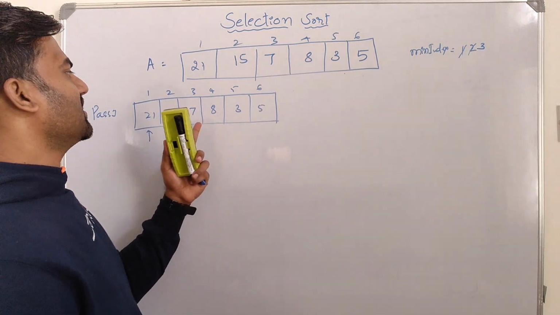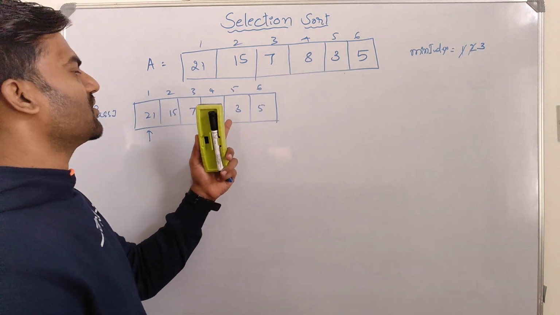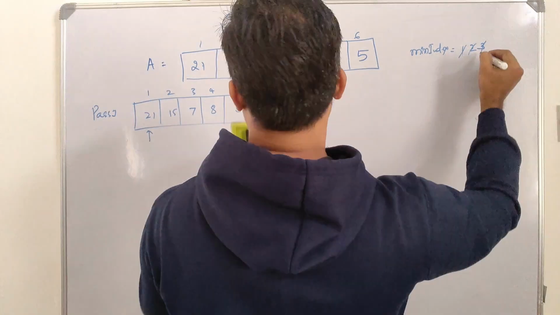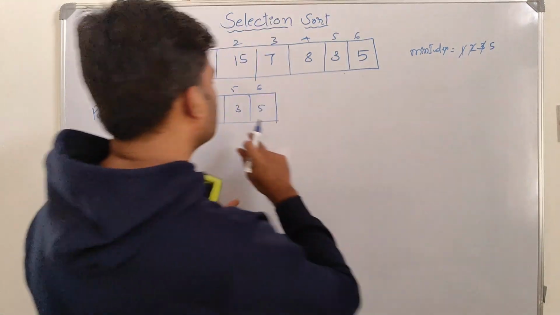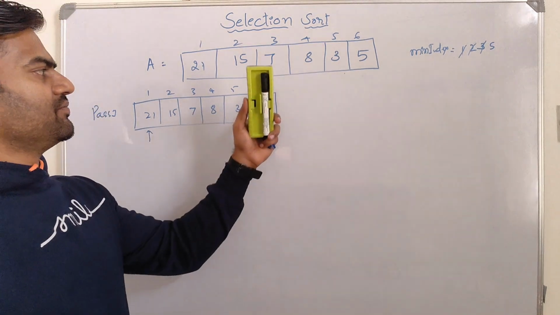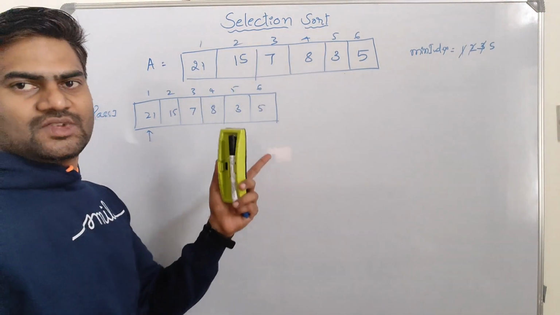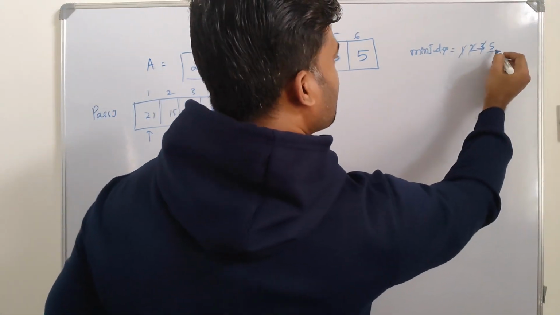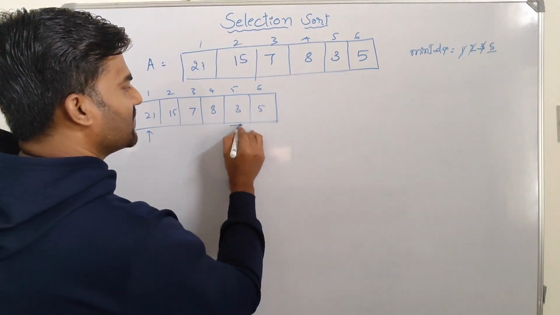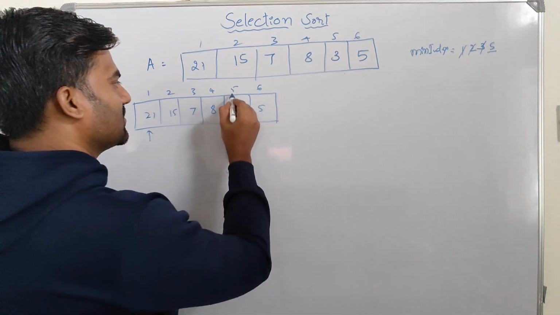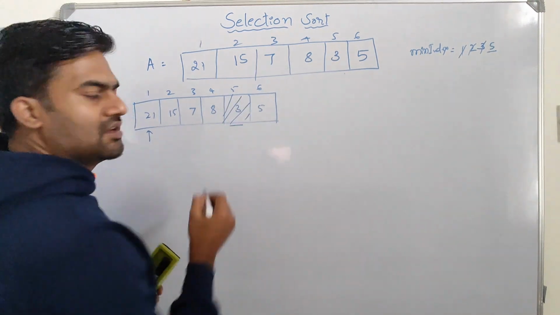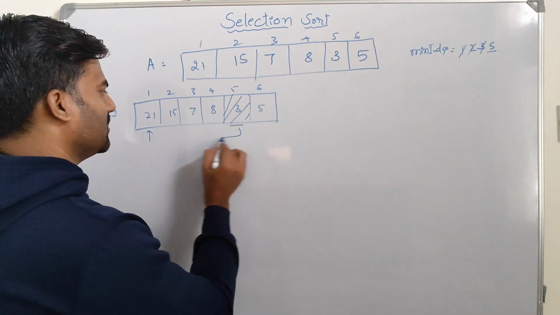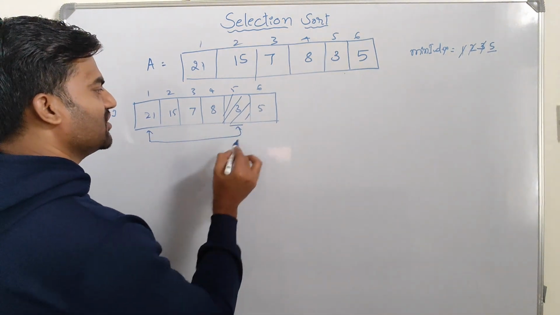Next 8. 8 is not less than 7. So I don't update. Then 3 is less than 7. Yes, I will update. So it is at 5th index. And 5 is greater than 3. So I already get the minimum index now. So this is where my first element lies. So this is the place where my first minimum element lies. Now I will simply swap these two numbers.